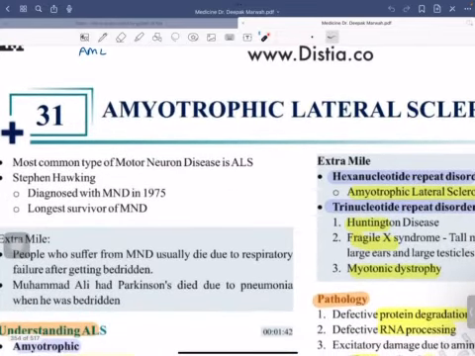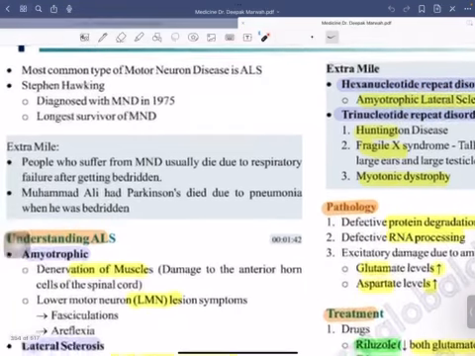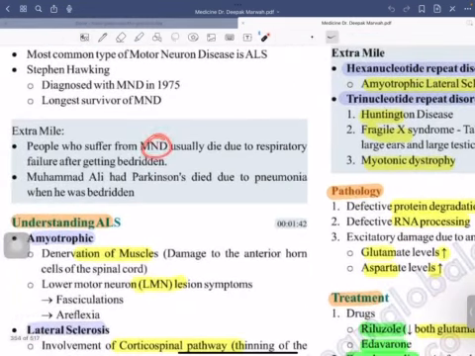So motor neuron disease is a type of disorder where the motor neuron is affected. The most common type of this is amyotrophic lateral sclerosis. People who suffer from motor neuron disease usually die due to respiratory failure after getting bedridden.